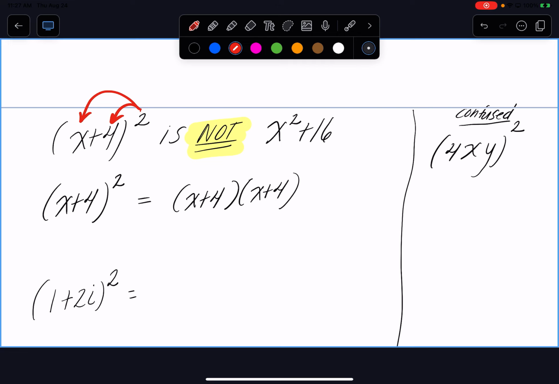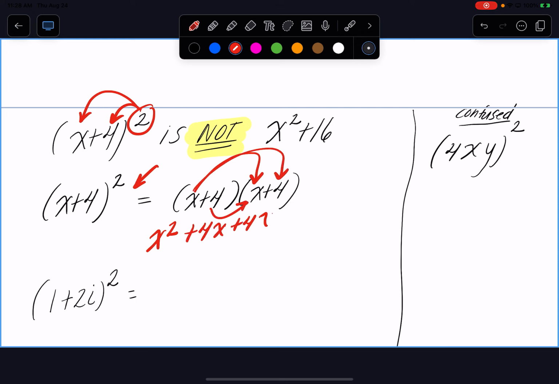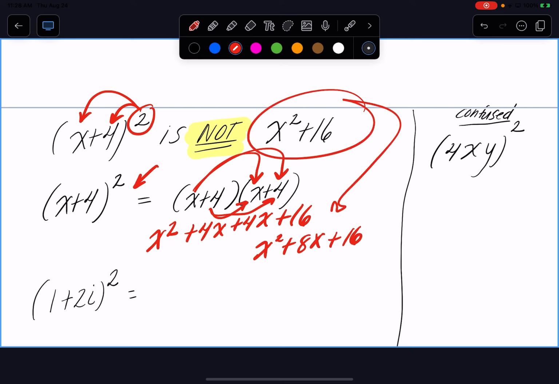We know that something squared means something multiplied to itself. True? So we have to write this x plus 4 squared out as x plus 4 times x plus 4, which means if we distribute, this is x squared plus 4x plus 4x plus 16, which means the final answer for that would have been x squared plus 8x plus 16. Notice they're not the same answer.